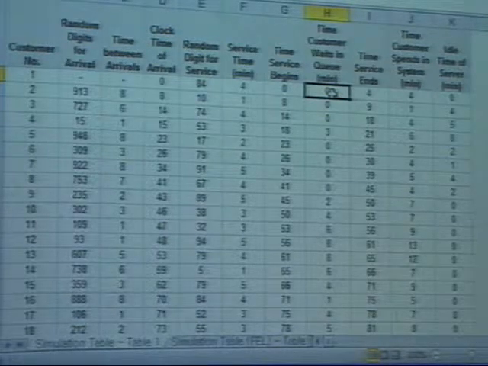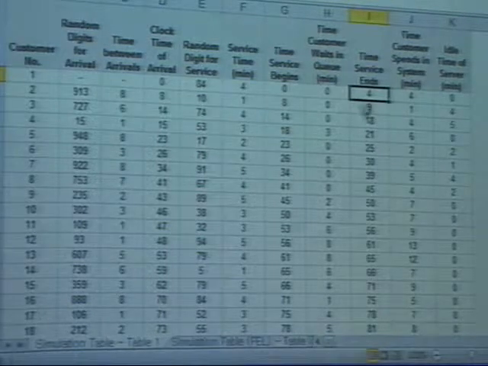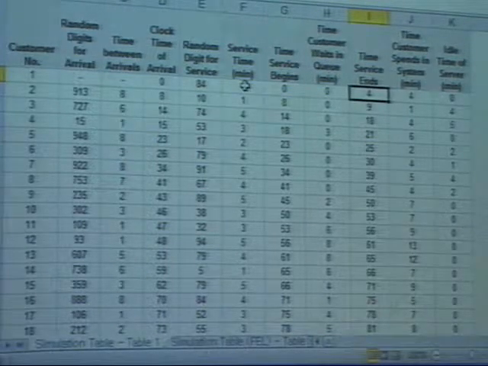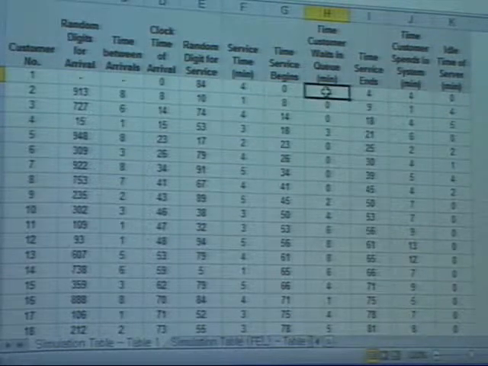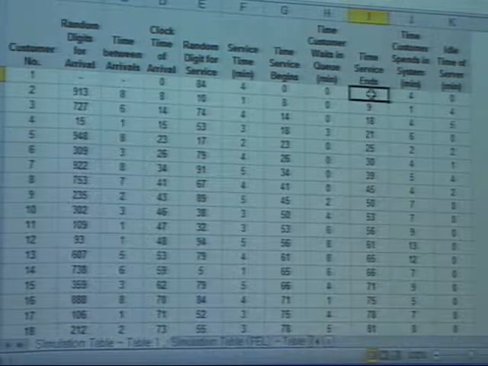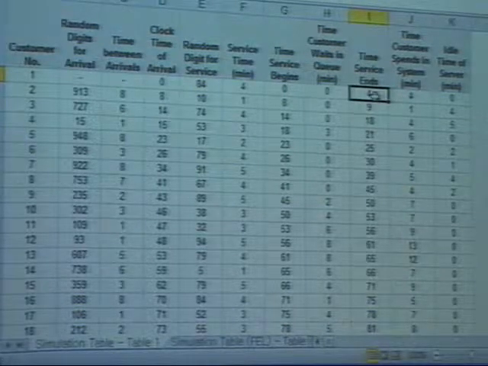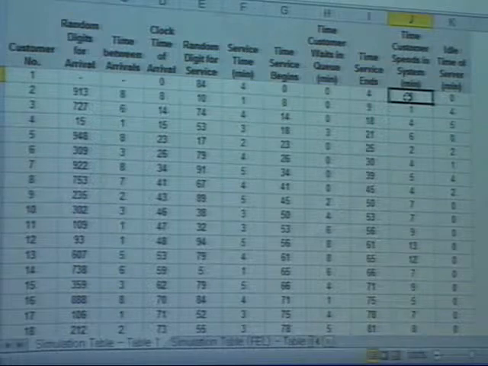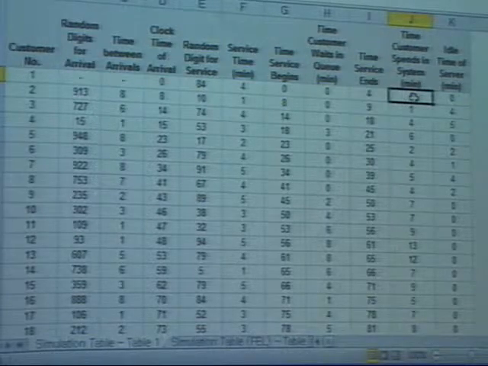so it's just 0. And service time ends at 4, because no wait, and service requires only 4 minutes, so service ends at 4. Okay, and customer only spends this 4 minutes because it's service time plus waiting time. Waiting time is 0, service time is 4, it's a 4.